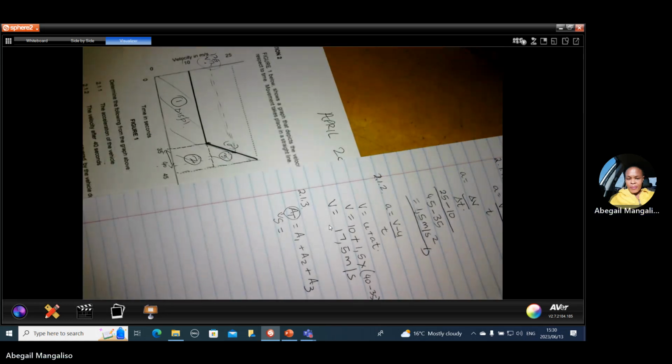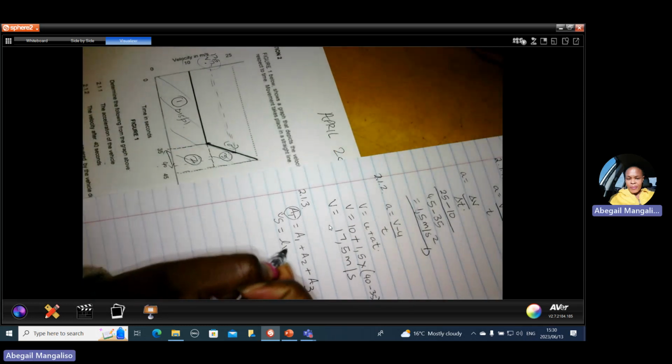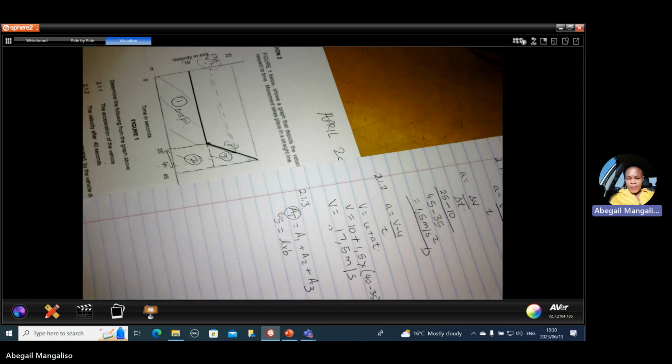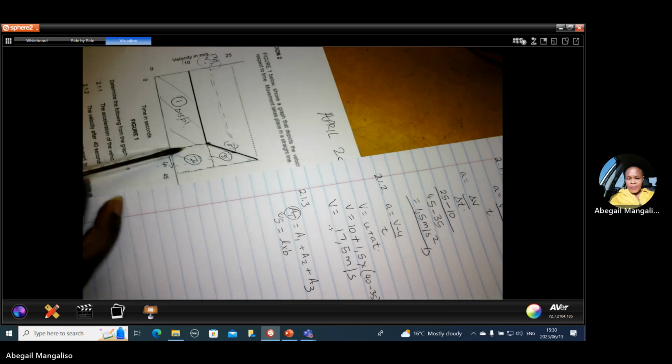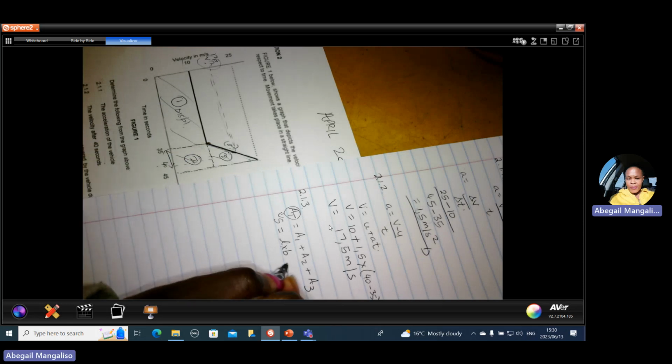This is going to give us the total area. So the total area under this graph represents displacement. Area 1, to calculate the area of a rectangle, is L multiplied by B. And this is also another rectangle, it's a square, because this is 10 and this is 10. So this is a square. We can use L times B or L squared.